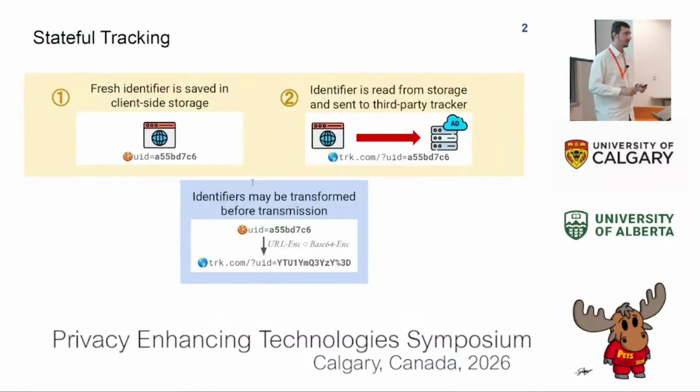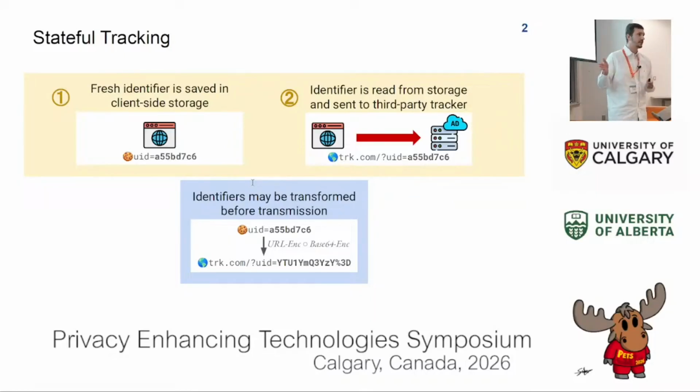So let's start from the problem, stateful tracking. This is the traditional form of web tracking. Essentially, it works in two steps. First, the website sets some identifiers in the client-side storage, in the browser storage, and in subsequent visits, the identifiers are read from storage and sent to third-party trackers, thus identifying the user.